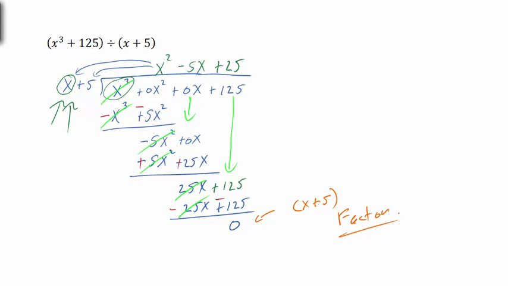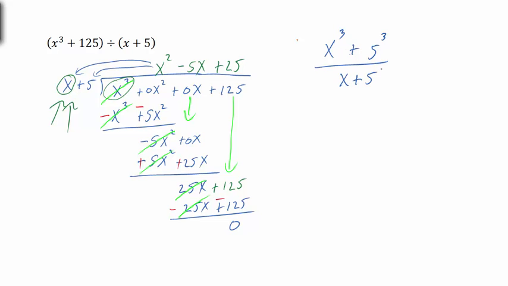Now, I do want to look at this example another way. I just want to show you that we could have looked at this a little different. If you have pretty good factoring skills, if you took the original problem here, we have x cubed plus 125. Well, 125 is a perfect cube, so I could write that as 5 cubed, because 5 cubed is 125, and this divided by x plus 5.